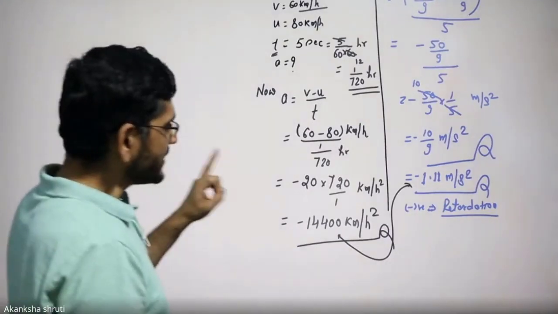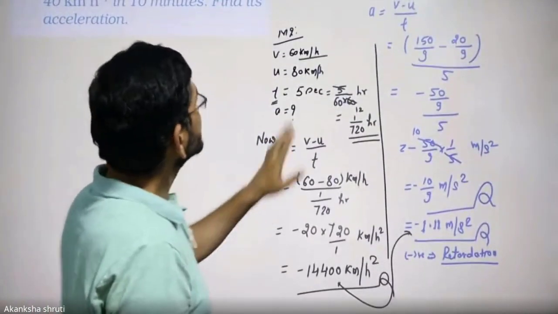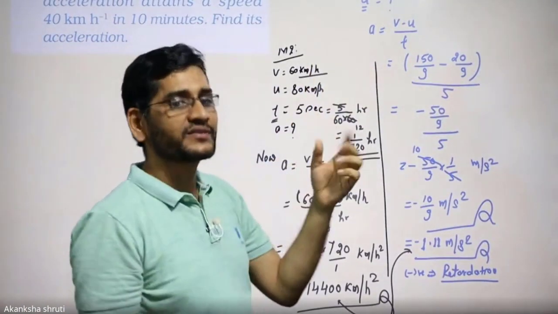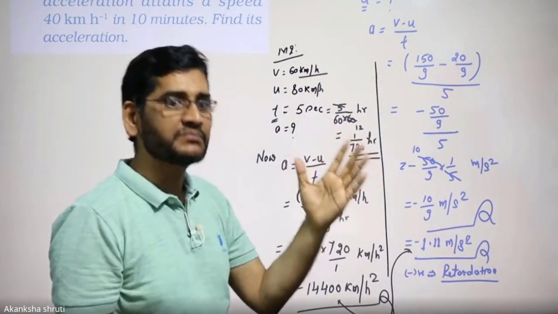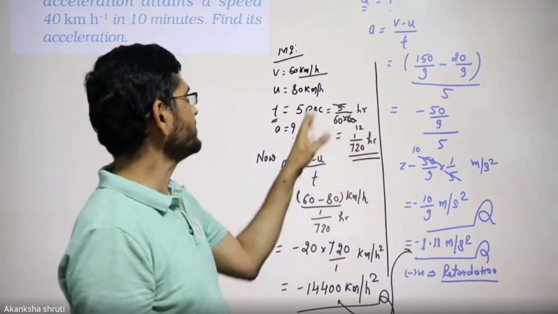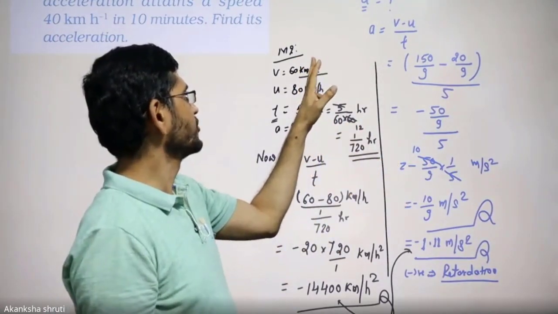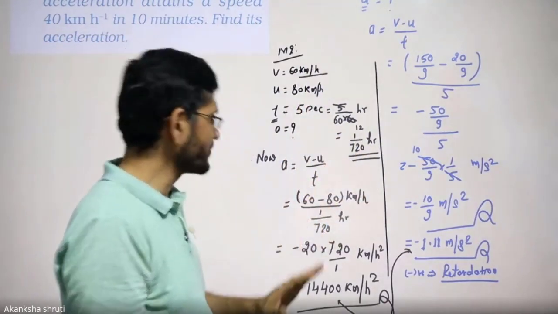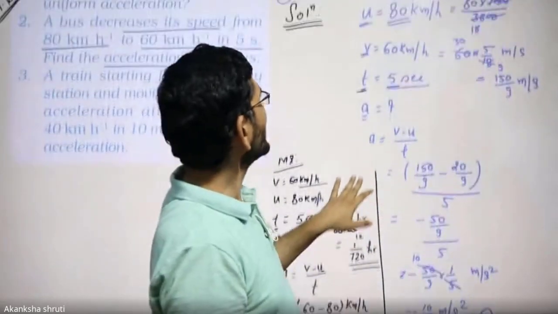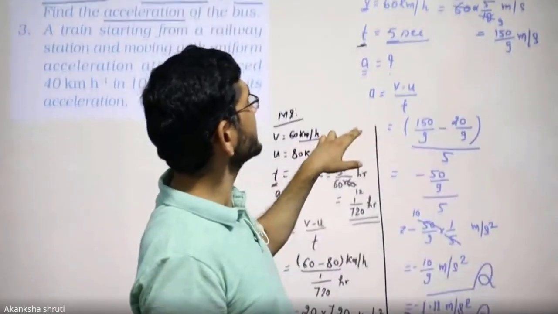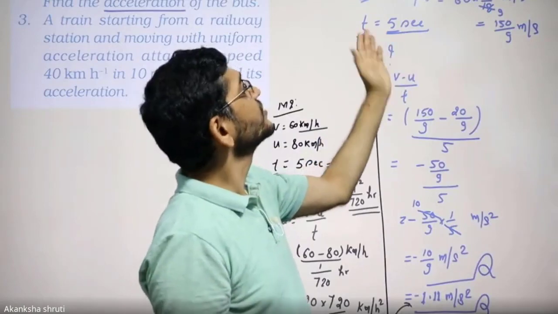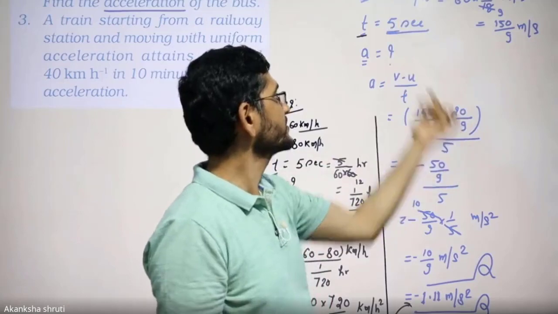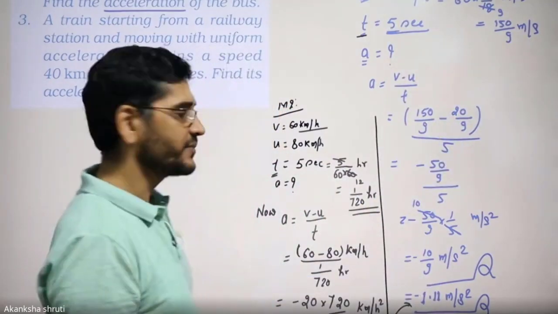So the important thing that we have learned from this numerical is the system of units. It must be in a consistent unit or in the same units. Like time, if speed is in kilometer per hour, either we shall take time in hours, then apply the formula, or convert this v and u from kilometer per hour to meter per second, then use this formula with time equals 5 seconds. Okay, it is that much.